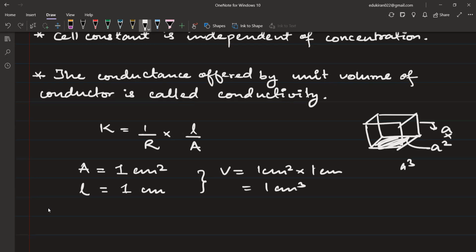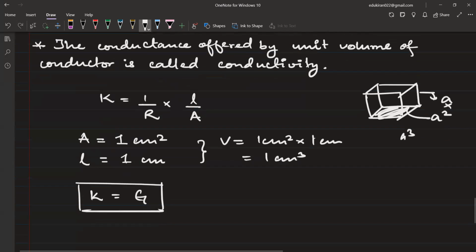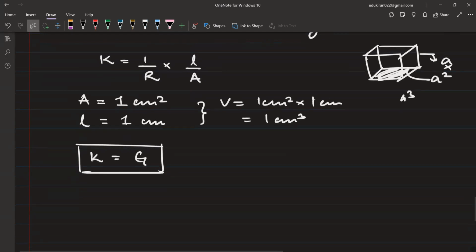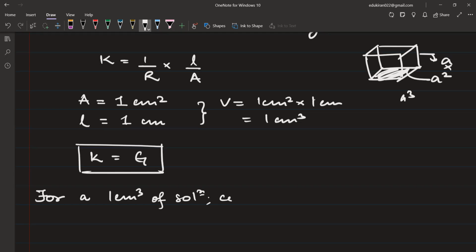Now, if I plug that value, kappa is equal to 1 upon R, that is equal to G, conductance. So kappa, conductivity, is the conductance when the conductor is of unit volume. That means for a 1 centimeter cube of solution, conductance is equal to conductivity.